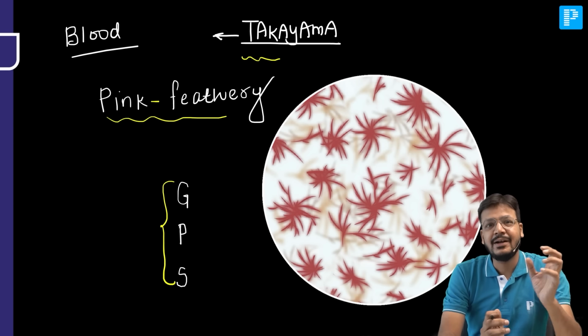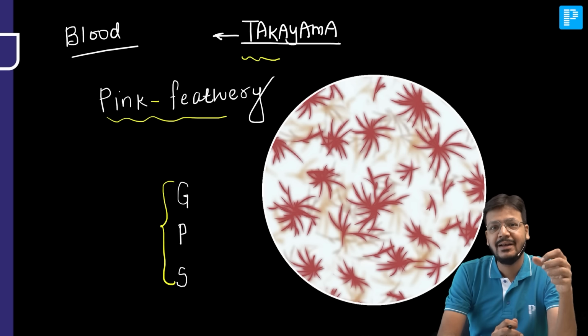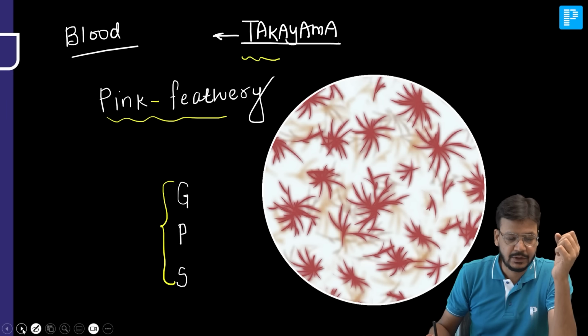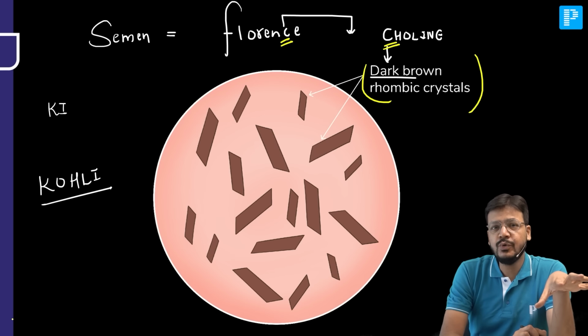So that's a trick. Teichmann, the man has brown color, and pink feathery crystal is the Takatak color. So pinkish color is the Takatak color. So this is the Takayama test for blood stain. Now, we have discussed two blood stain tests. Now the test for semen.